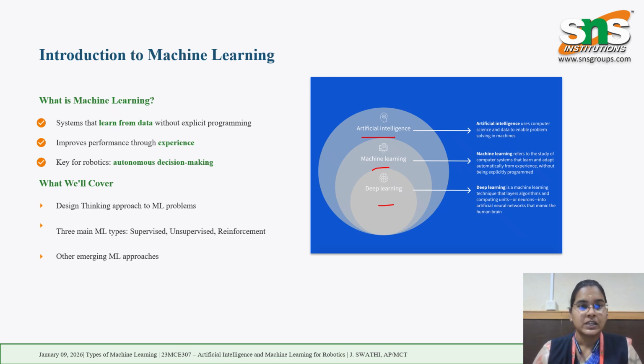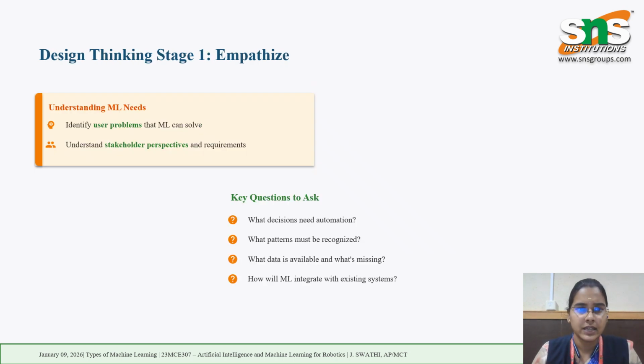So we know systems learn from data without explicit programming. It learns through experience, and in robotics the main aim is to make an autonomous decision-making bot, right? Starting with that, we have to identify what is the real use of machine learning in robotics, and we should understand the stakeholders' perspectives and their requirements also.